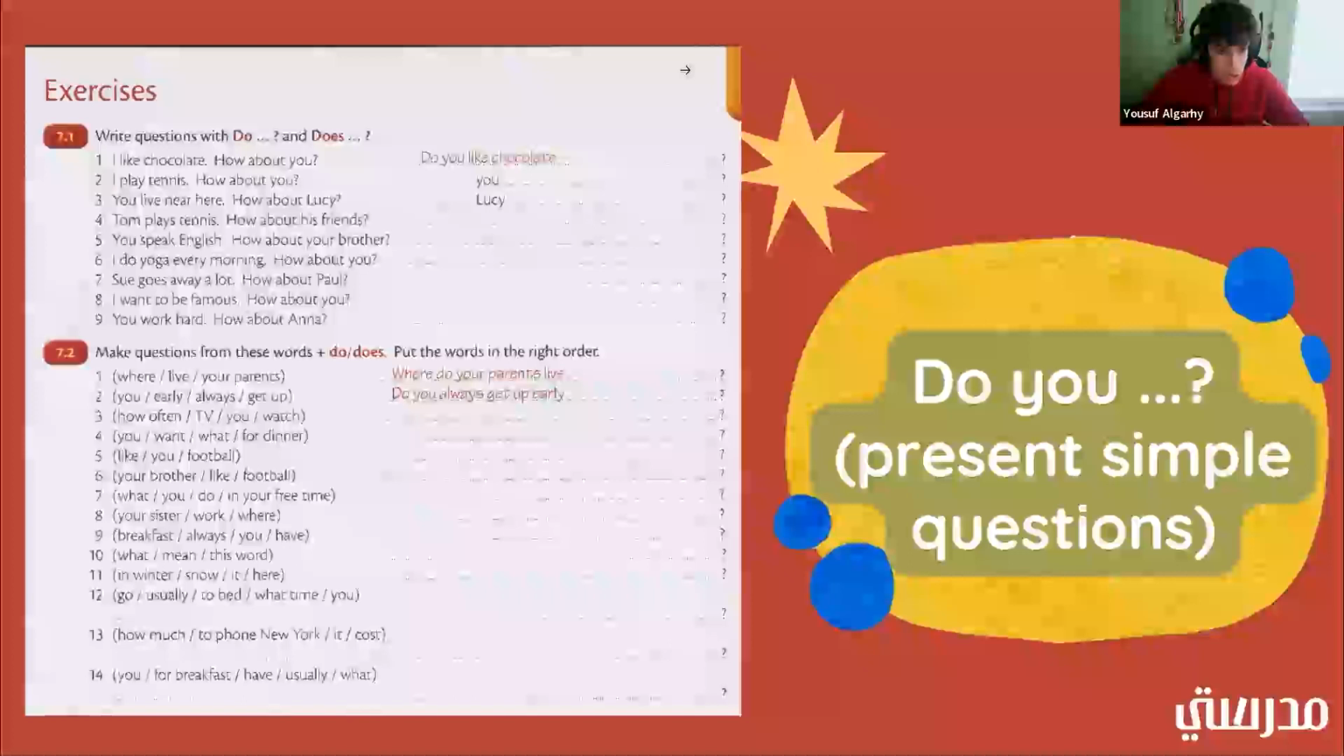Number 7, what you do in your free time. What would that one be? What do you do in your free time? Good. 8, your sister work here. Does your sister work here? Good. Or where does your sister work? Sorry.